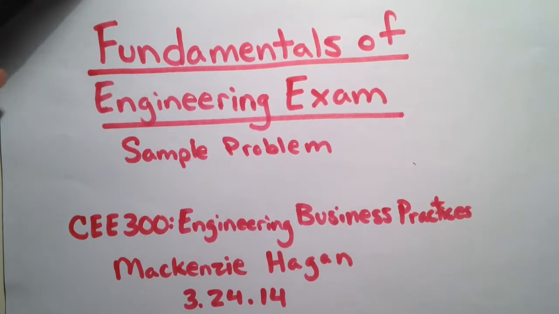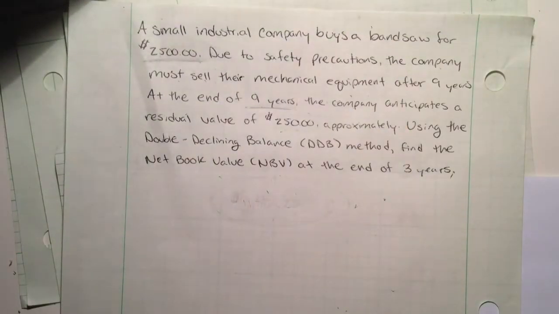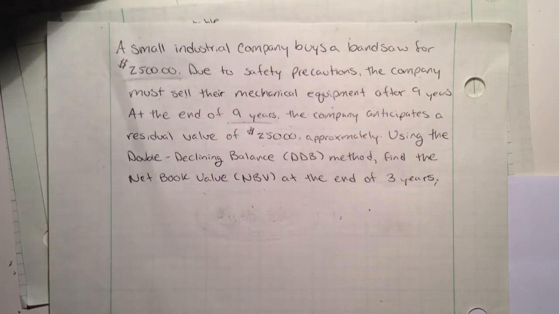Double declining balance method. The problem statement reads, a small industrial company buys a bandsaw for $250,000. Due to safety precautions, the company must sell their mechanical equipment after 9 years. At the end of 9 years, the company anticipates a residual value of $250 approximately. Using the double declining balance method, find the net book value at the end of 3 years.